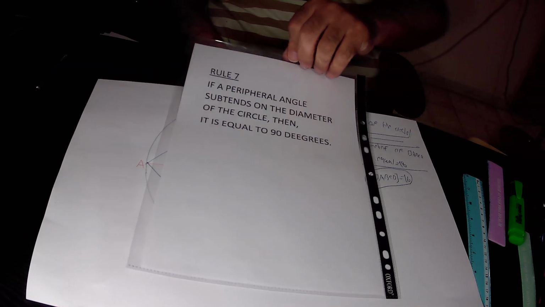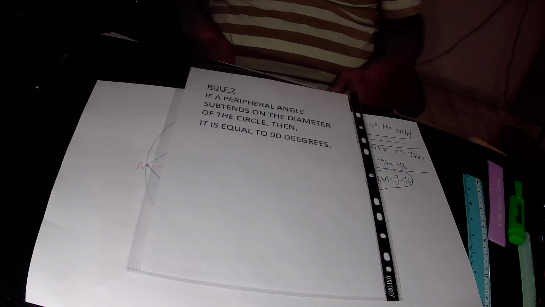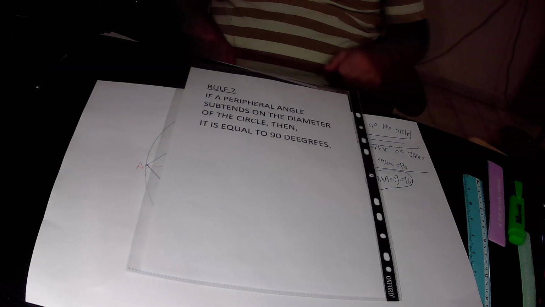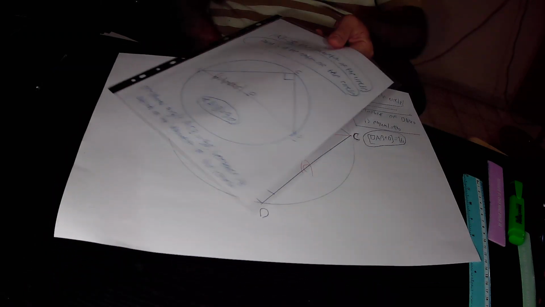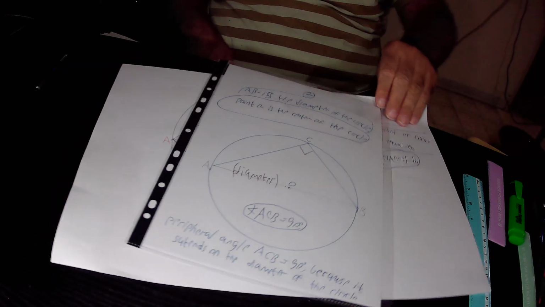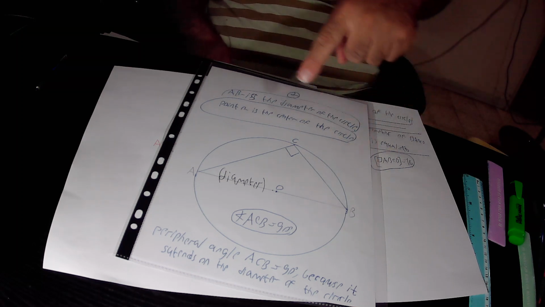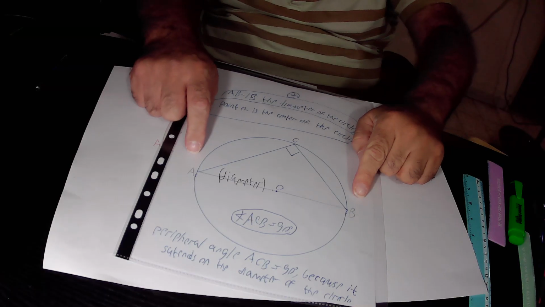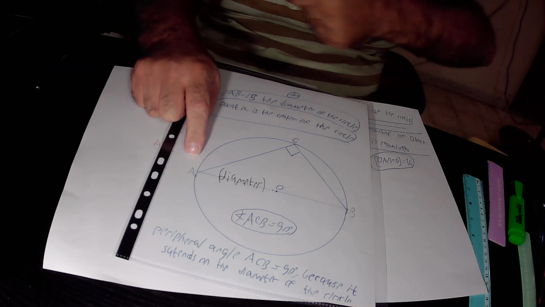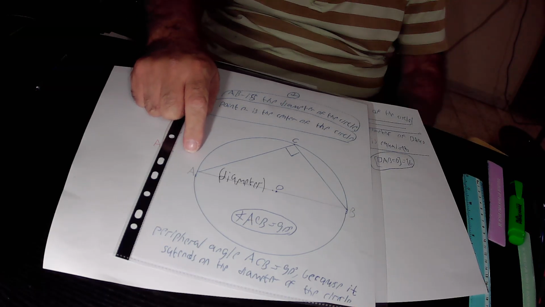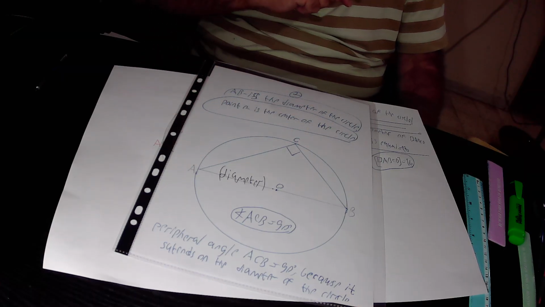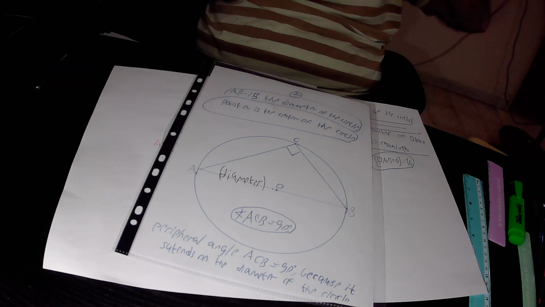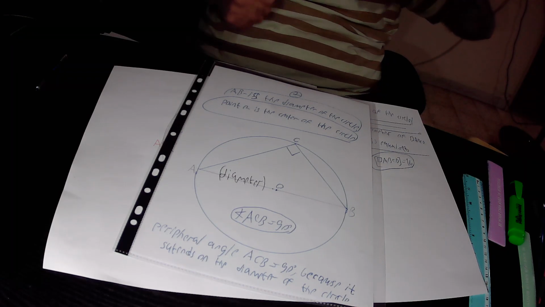According to rule 7, if a peripheral angle subtends the diameter of the circle, then it is equal to 90 degrees in its size. So in the drawing we have a circle. This is angle ACB that subtends chord AB, that is the diameter of this circle, and therefore according to this rule 7, it must be equal to 90 degrees. So according to this rule 7, any angle that subtends the diameter of the circle must be equal to 90 degrees in its size.